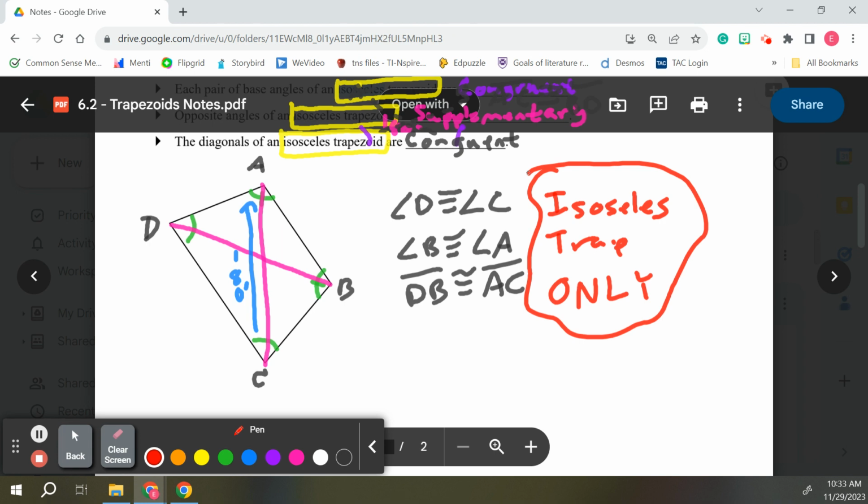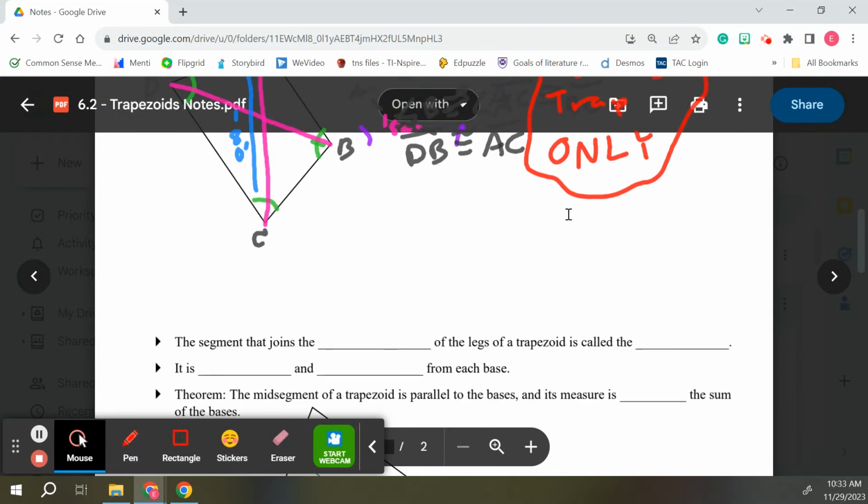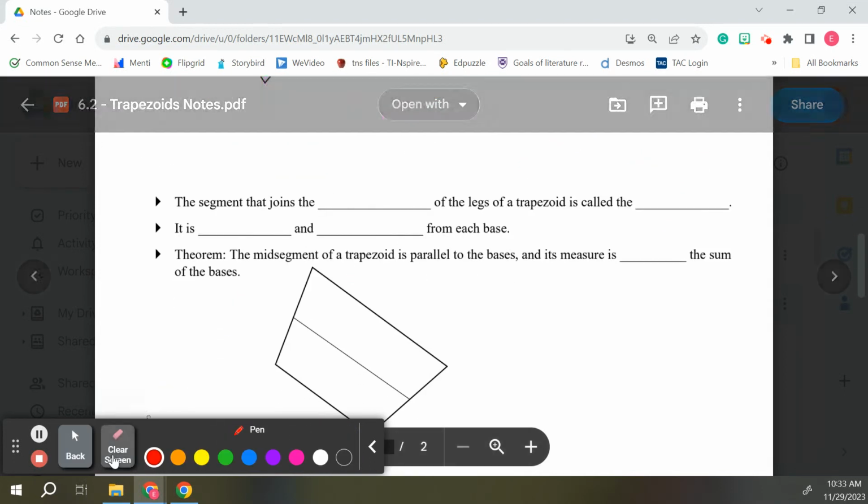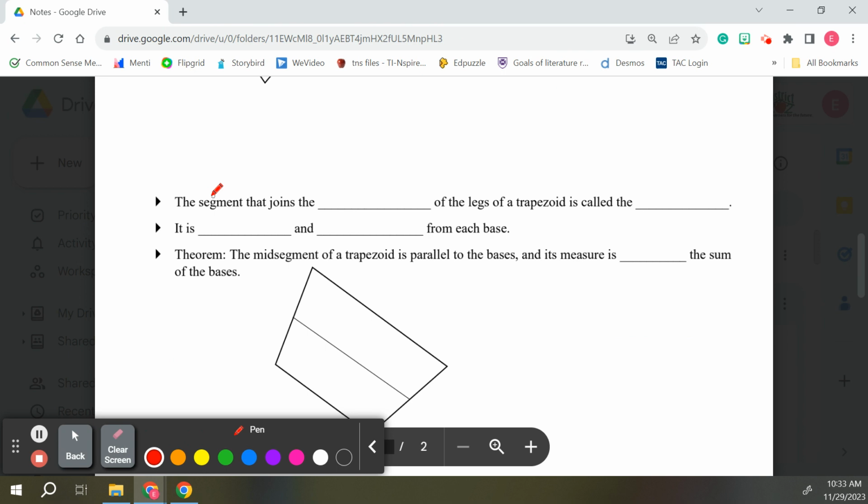Any questions on those 2 windows? All right. Let's move on. So let's talk about this next part. The segment that joins the midpoints of the legs of a trapezoid is called the midsegment.